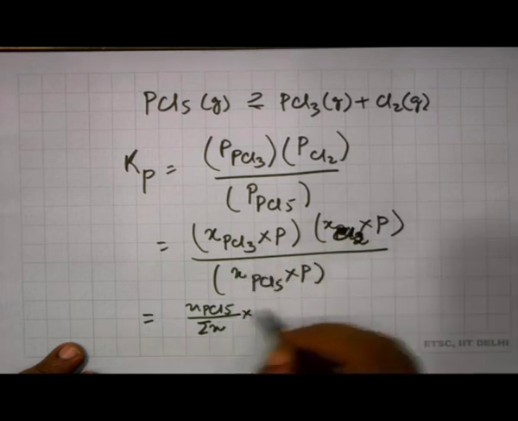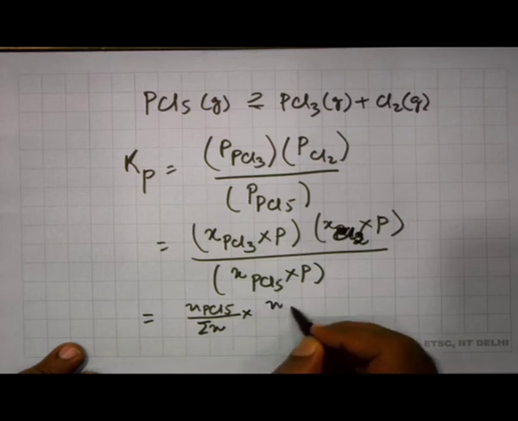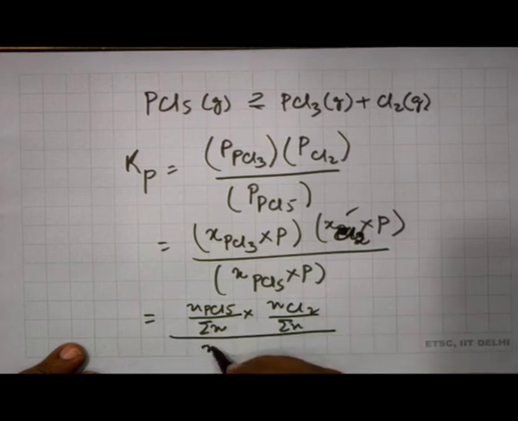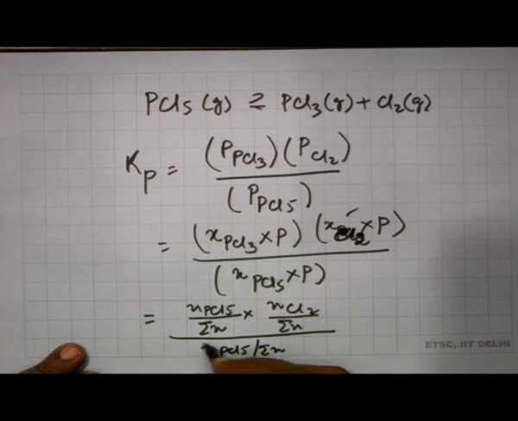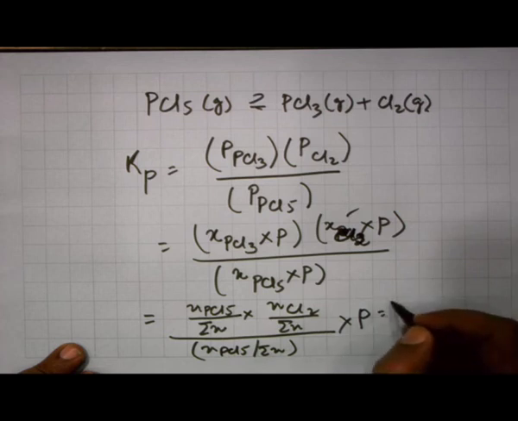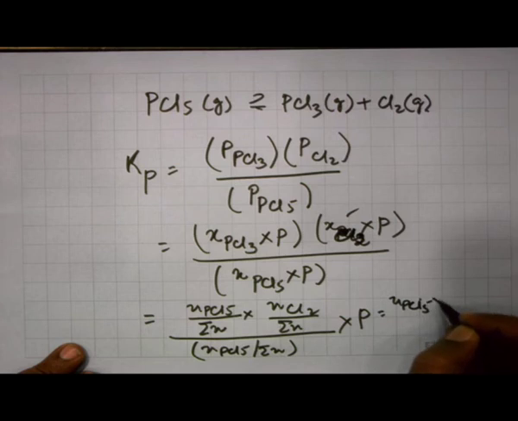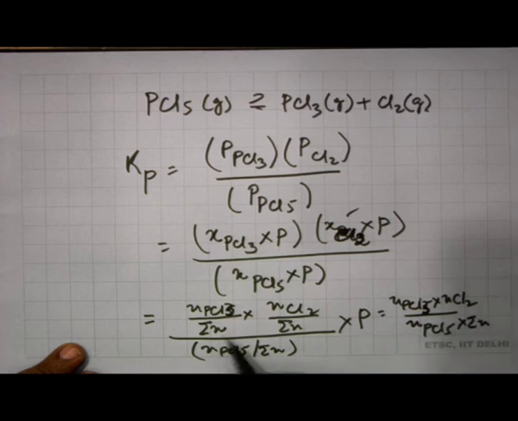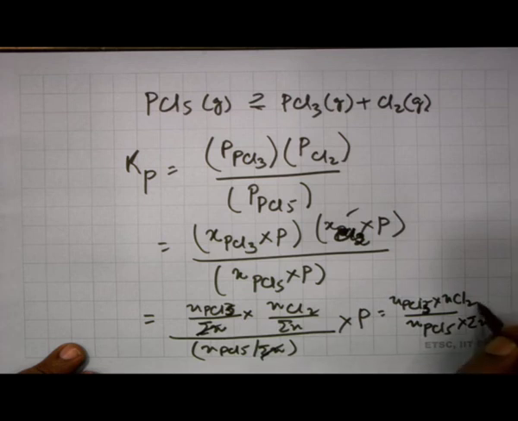So, let us take P outside. I will just first write the number of moles. So, number of moles of Cl2 divided by sigma n, and then number of moles of PCl5 by sigma n, and here one P cancels out, this is P. And so, this is simply N PCl3 into N Cl2 divided by N PCl5 into sigma n. So, one sigma n cancels out. So, sigma n is left into P.